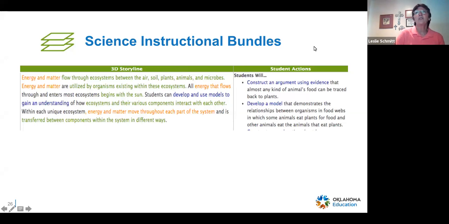Then the student actions, again, the blue type here is not a hyperlink. You'll see that throughout as you go through the science. It is the science and engineering practices. Again, that's the to-do part, the practice, using the evidence, developing that model. So it's all linked together under those 3 big idea areas of cross-cutting concepts, science and engineering practices, and disciplinary core ideas.